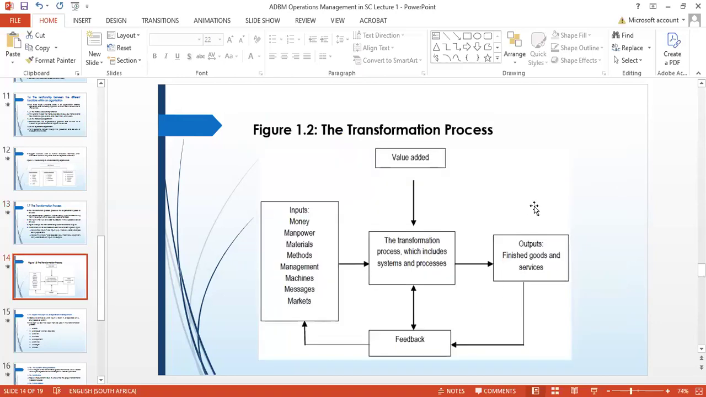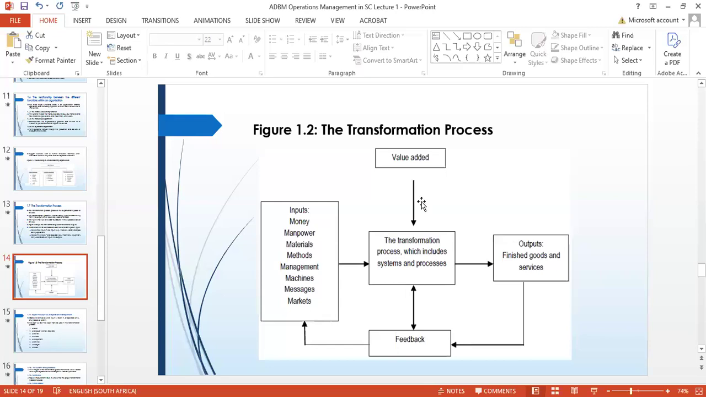Okay, so this is the transformation process. You can be asked to discuss or describe the transformation process with the aid of the diagram. So this is the diagram that you use. We have our inputs here, which are the 8 M's: money, manpower, materials, methods, management, machines, messages, and markets. These are the transforming inputs. From the inputs, they are fed into a process, which is the transformation process, where we have systems and processes that are used to produce the product or the output.